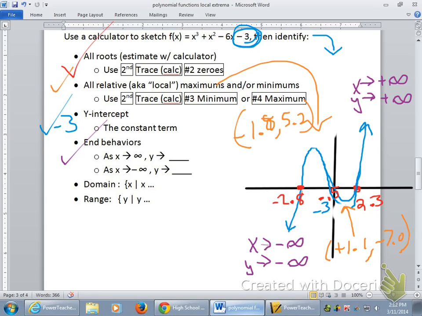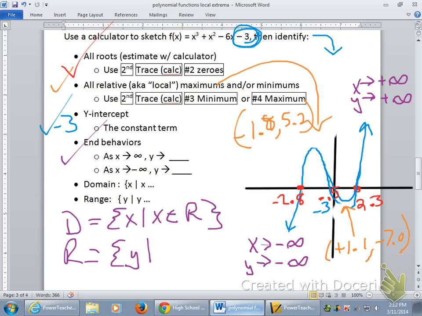Now I've got domain and range. On this particular problem, the domain would be what? What kind of values can I choose for this graph? I can choose anything in the world. My domain are going to be my x's such that x is an element of all the real numbers. It's all real numbers for x.